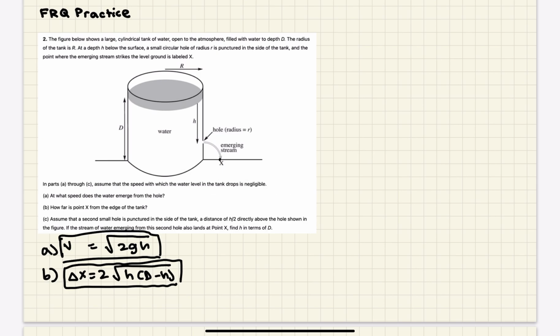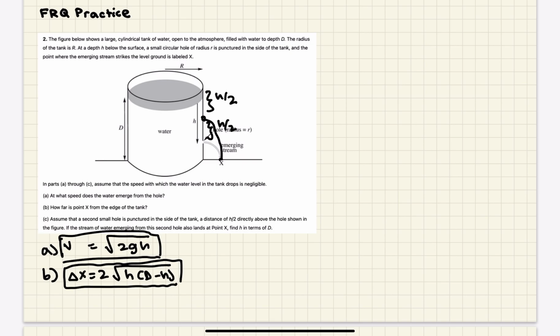Now, what about C? It looks complicated. Assume that a second hole is punctured in the side of the tank, H over 2 above the hole shown. So that means this is H over 2, and this is H over 2. If the stream also lands at point X, find H in terms of D. That seems counterintuitive. How can it land at the same point? Well, let's try using math to figure it out.